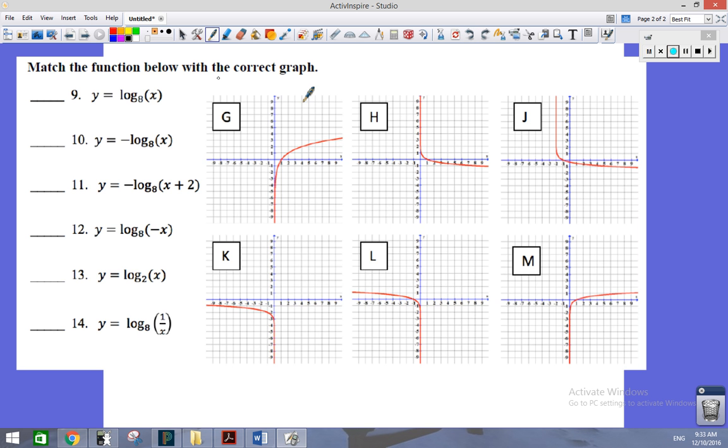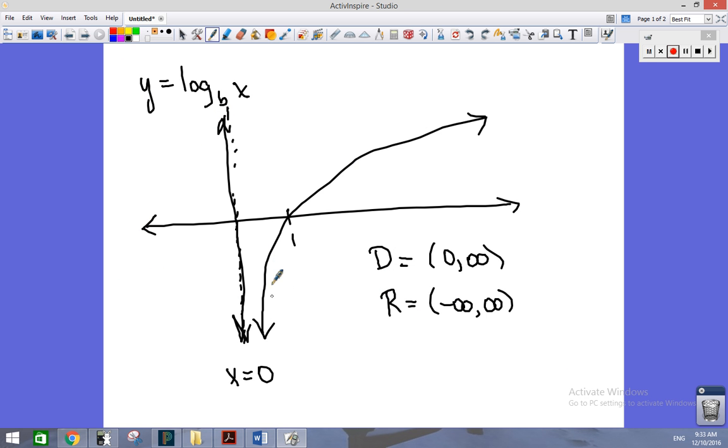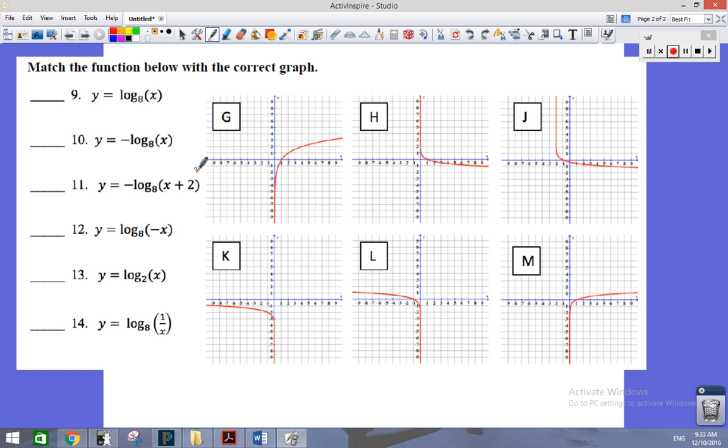So let's see if we can match these equations to this graph. Log base 8 of x is going to have this basic shape, but I see that we also have a log base 2 of x, which is going to have a similar shape. So for this log base 8 of x, what if we allowed x to be 8? What would the y value be?